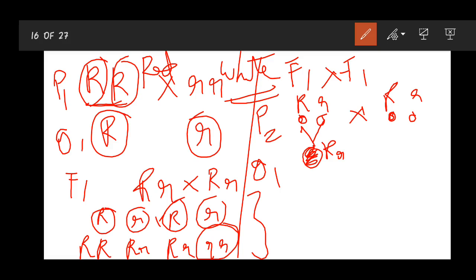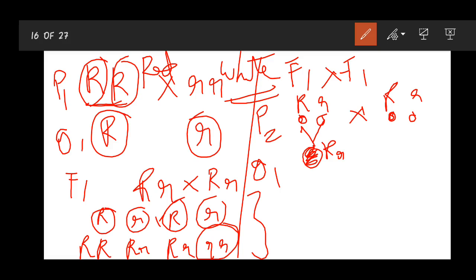Whatever the case may be, in F1 you cannot prove whether this small r is a factor which is blending with capital R. Whether it is seen blending or whether it is combining with small r cannot be proved in F1, because in F1 we are getting a result where the dominant trait is shown.